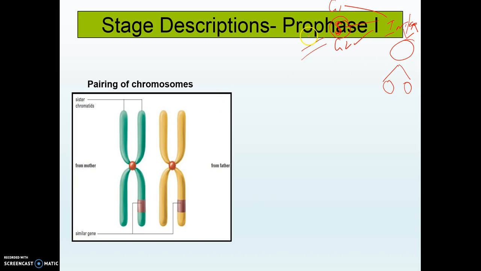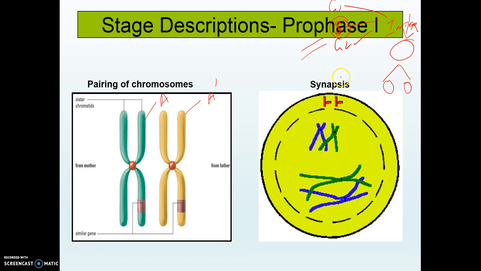So the first thing that happens in prophase 1, which by the way is the longest phase, is pairing of homologous chromosomes. What are homologous chromosomes? Homologous chromosomes are chromosomes that carry the same genes. So you have chromosome A from your father, then you have chromosome A from your mother. So they are carrying the same genes. So this pairing will take place, all right?